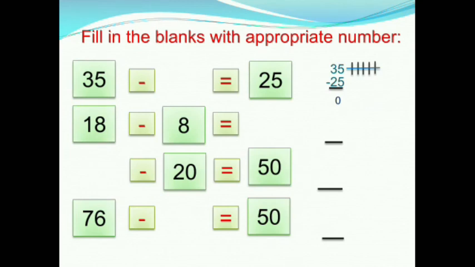Next, we should subtract tens place digits. They are 3 and 2. First number is 3. So, we will draw 3 lines. Next number is 2. So, we will cut 2 lines. Now, how many lines are remaining? Only one line is remaining. So, we will write 1 in tens place. Therefore, 35 minus 25 is equals to 10. So, the missing number is 10.